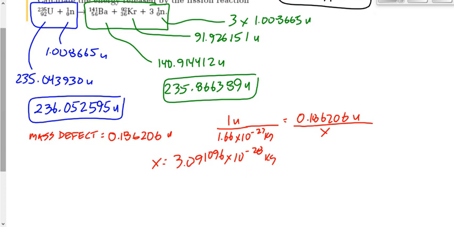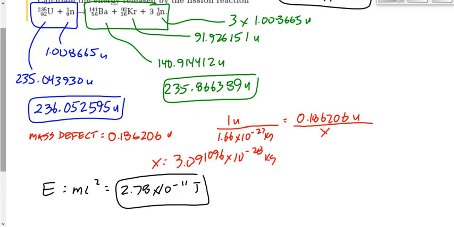And now it's easy. We want to find the energy released. It's just simply that number times the speed of light squared. And when we multiply that by speed of light squared, we get 2.78 times 10 to the negative 11 joules. Or we can convert that to electron volts, right? 1 electron volt is equal to 1.6 times 10 to the minus 19 joules.